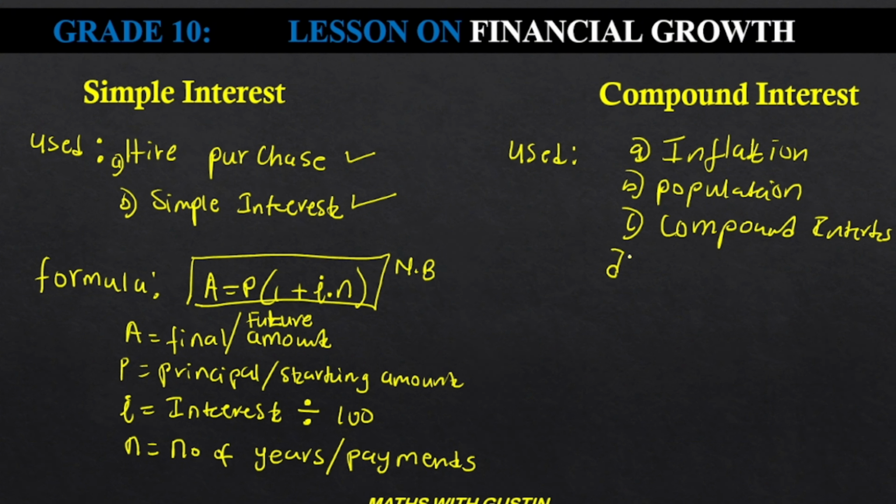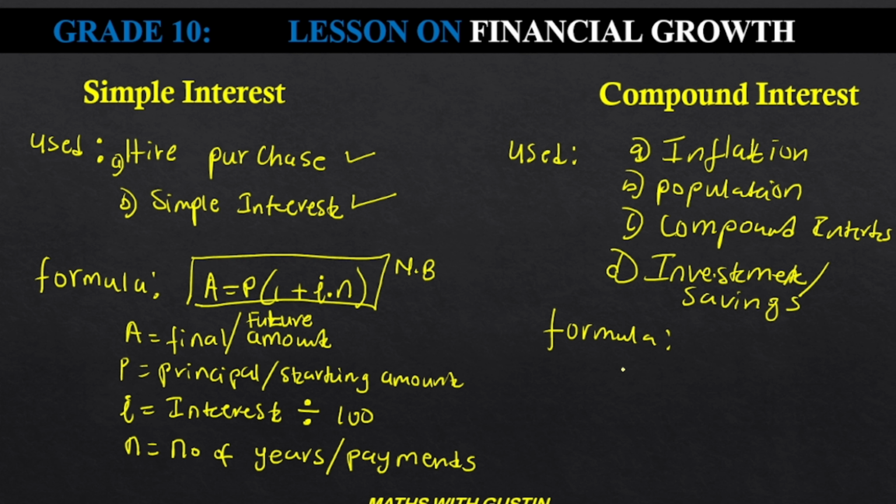And D, they would ask us to calculate the investment, the amount at the end of the investment, or savings. Therefore you would know that you use the compound formula. So how is the formula? The compound formula is given by A equals P(1 plus I) to the power of N.